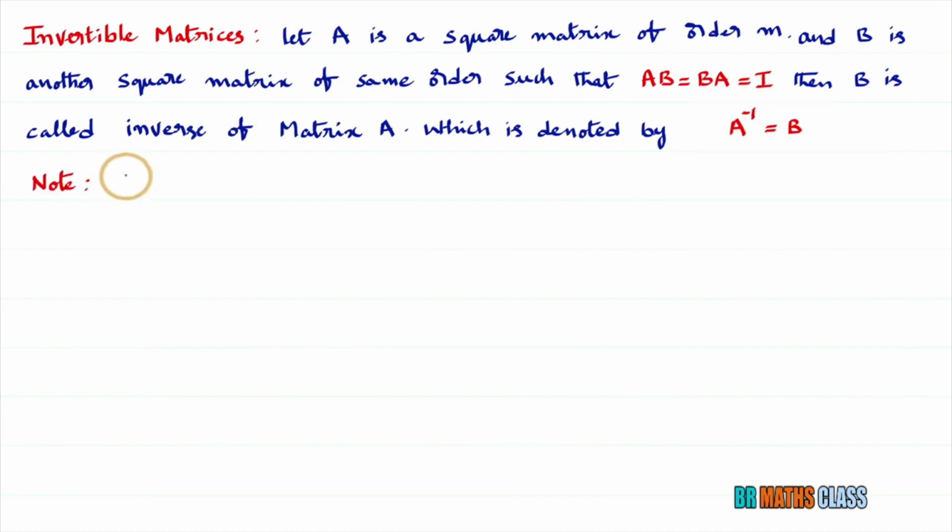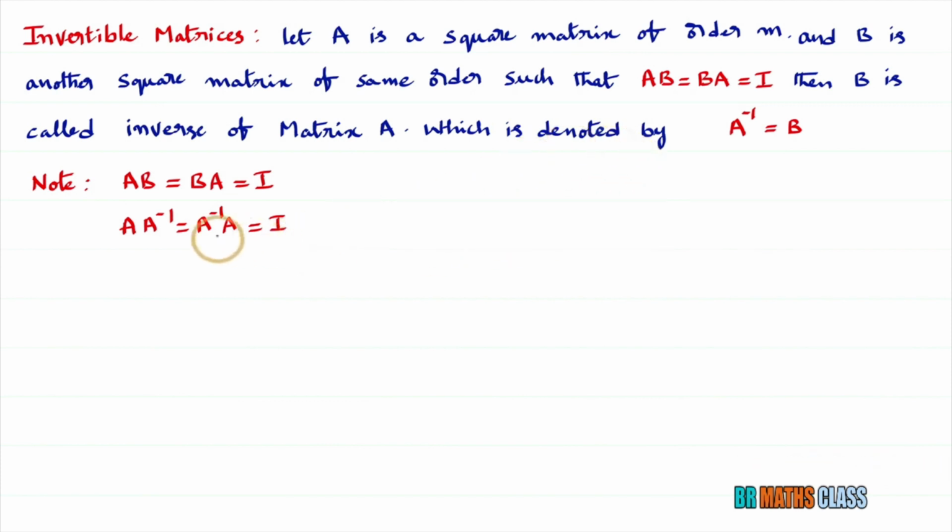Here is one important note. Here you see AB equals BA equals I. Then we know that B is called the inverse of A. In place of B, I can write A inverse. So in this equation, in place of B, you write A inverse. This is one of the important properties. From now onwards, wherever you see A into A inverse, we can directly write its answer as I. A inverse into A is also I.